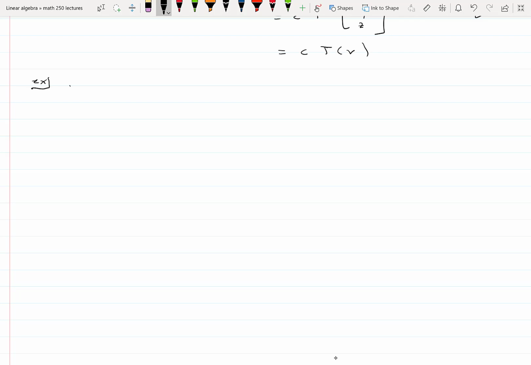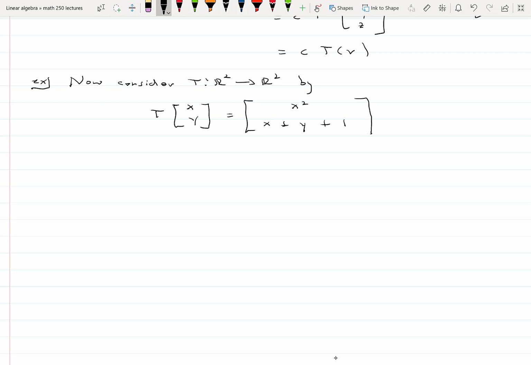So now consider T taking something in R2 and turning it into something else in R2. T takes the column vector (x, y), and obviously it's got to turn it into another column vector to stay in R2. So x squared is the first component, and x plus y plus 1 the second.